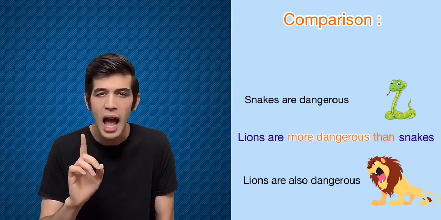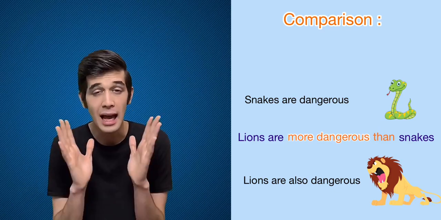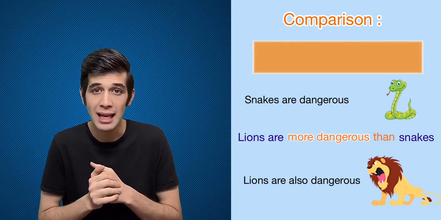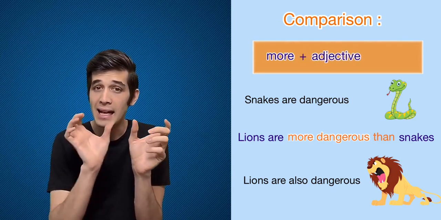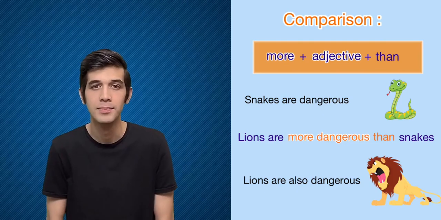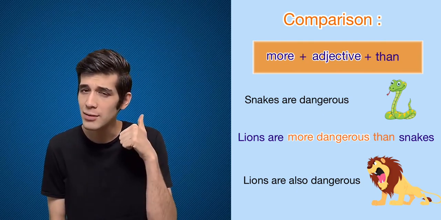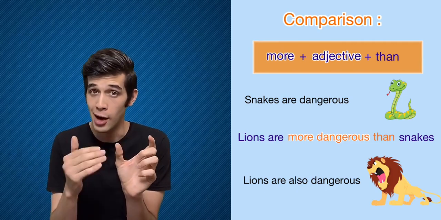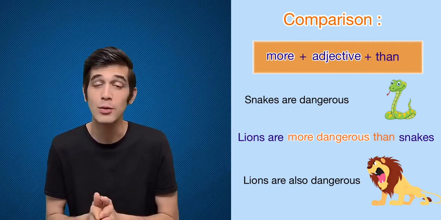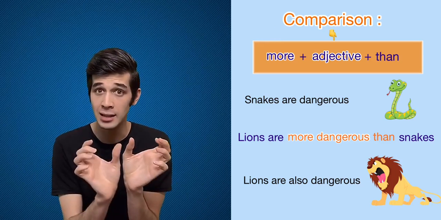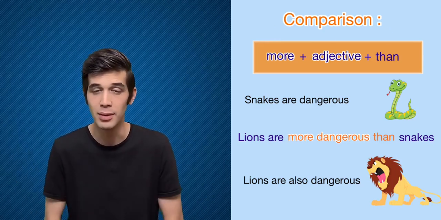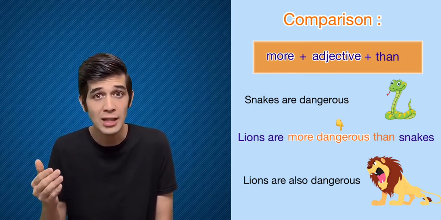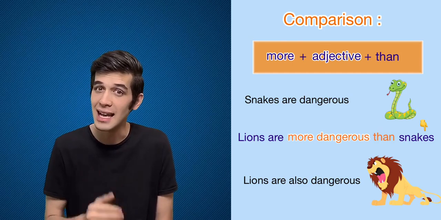Pay attention. How do you make it? It's again very easy. For long adjectives, you should say more adjective than. Remember, for the short adjectives, we said adjective-er than, bigger than. For long adjectives, we say more adjective than. For example, lions are more dangerous than snakes.